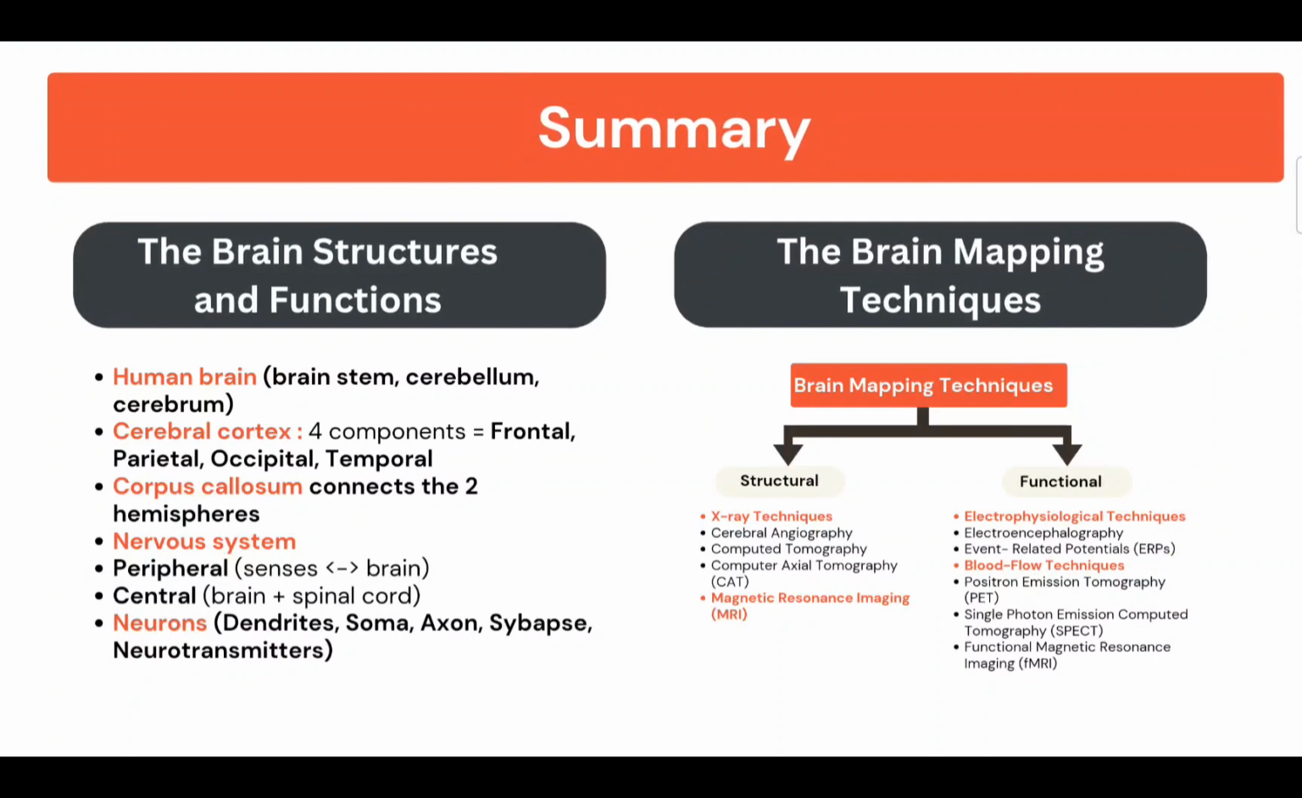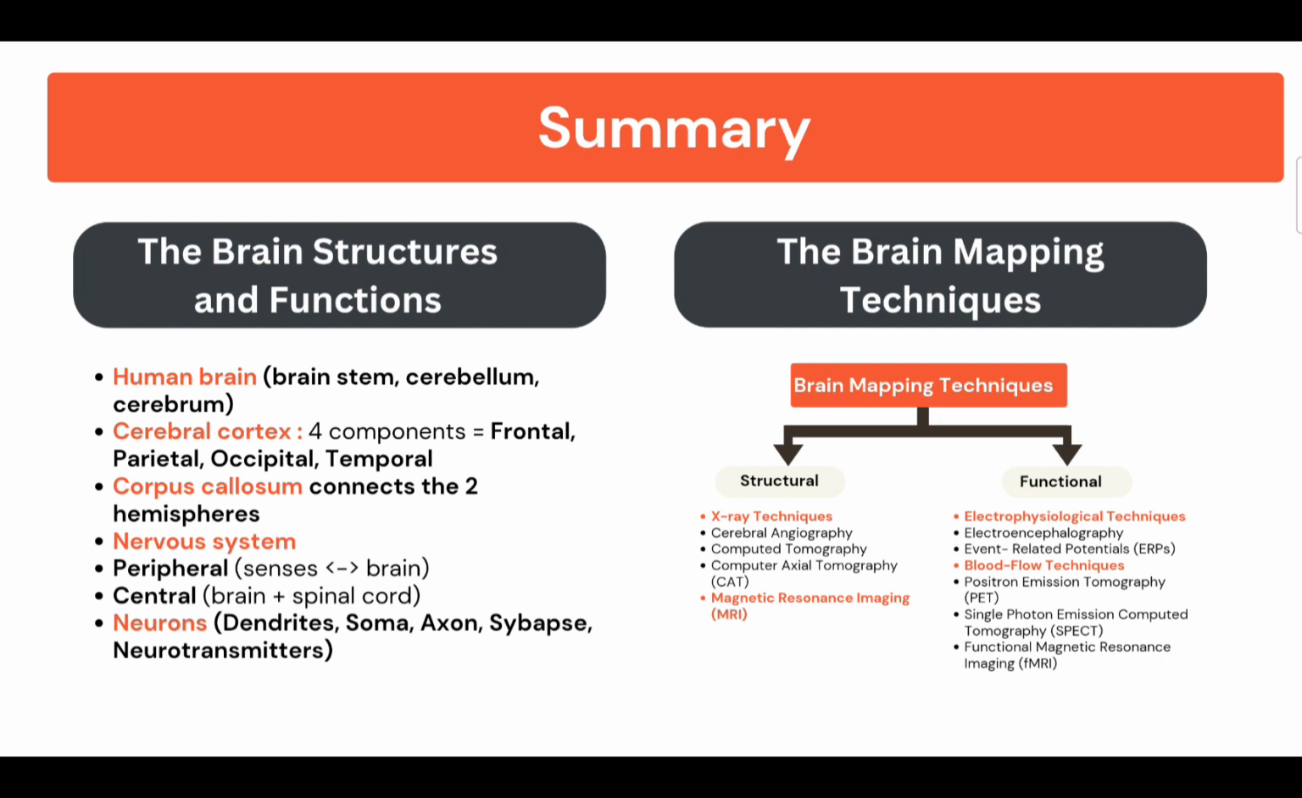So, summary for both subtopics here. In brain structures and functions, in the first part of the pre-recorded lecture video that you have watched just now, we have covered that the human brain consists of brainstem, cerebellum, and cerebrum, and the cerebral cortex consists of 4 components: frontal, parietal, occipital, and temporal, where you can use the mnemonic that I provided you, which is the fancy penguin occasionally twerk.